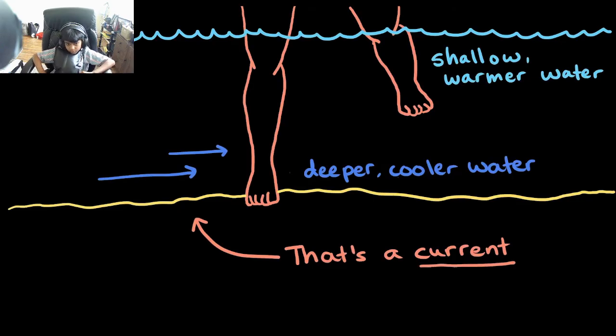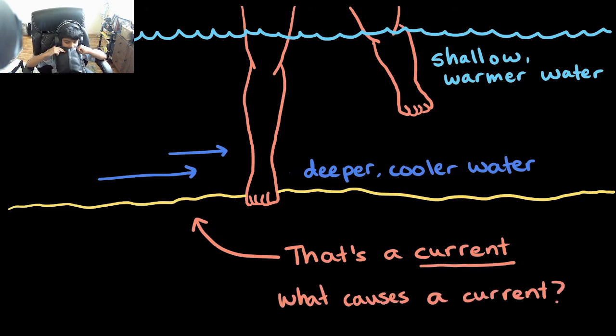That's a current, which is the word we use to describe how water, or even air, flows within a larger body of water, or air. But what causes a current? Well, let's start with the sun.